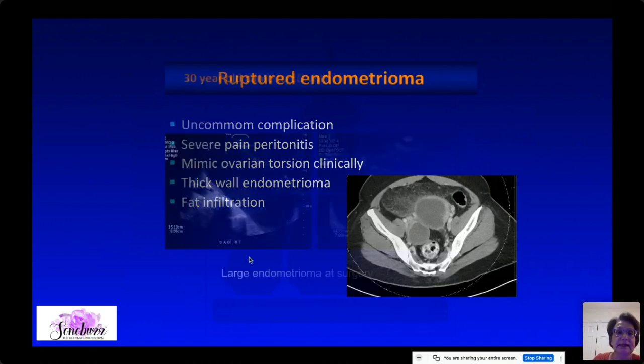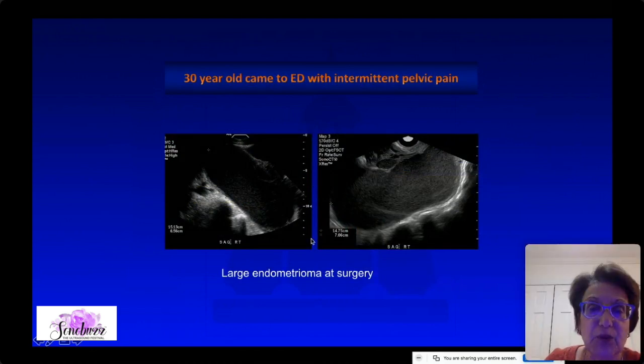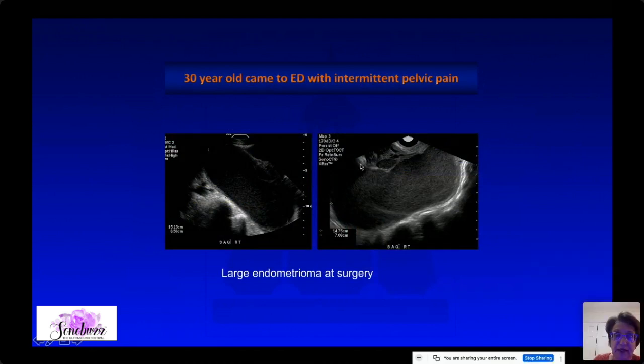This is another patient who came with intermittent pelvic pain. She had a very, very large endometrioma. Again, typical ground glass appearance. But again, thing to remember is that endometriomas usually don't cause pain. So either there's torsion, which is not that common with endometrioma because oftentimes these patients have adhesions, or this ruptured endometrioma.